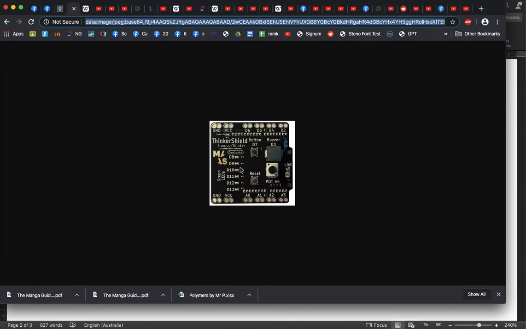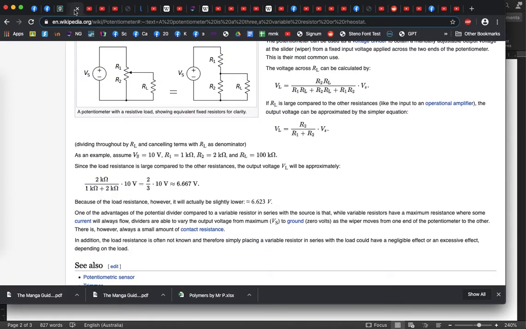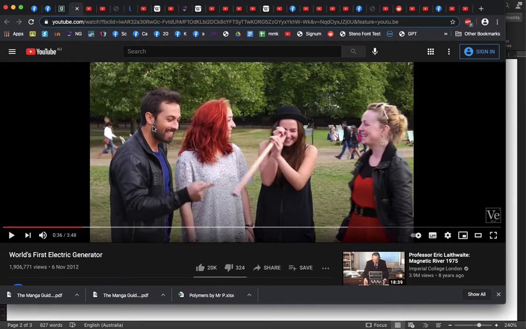Okay, this is a Thinker shield. It has both a potentiometer and an LDR, a light-dependent resistor, on there. So I just thought I'd point that out. POT for potentiometer, LDR. We have these in school. If I haven't shown them to you, it's just an interesting application of simple electronics that we can program and do some interesting things with. We've talked about potentiometers.